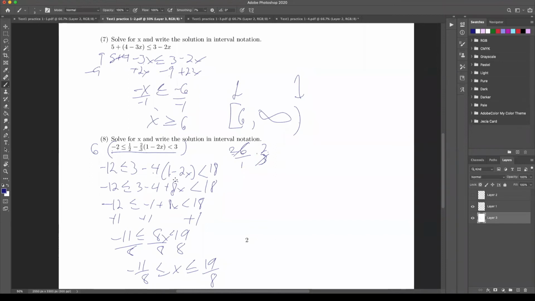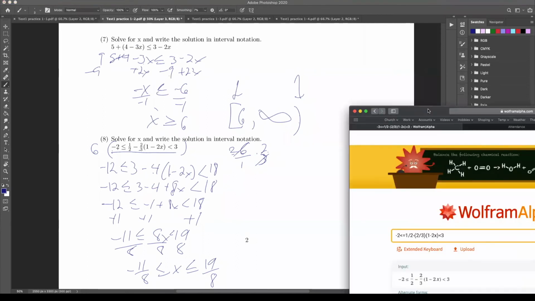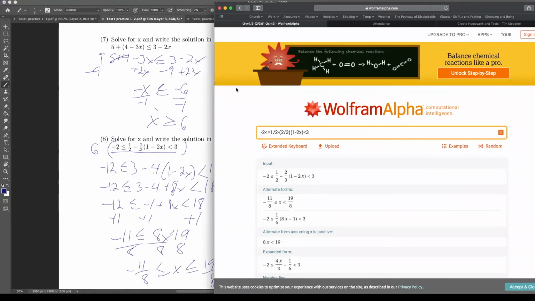But it's just a nice way. Now, if I want to check this, I can just always type it into Wolfram Alpha. All right. And so here I've already pre-done it for us, right? So here I have -2, the less than or equal sign, we just type in less than equals a half minus 2/3. I put that in parentheses times 1 minus 2x less than 3. And here I get my answer right here.